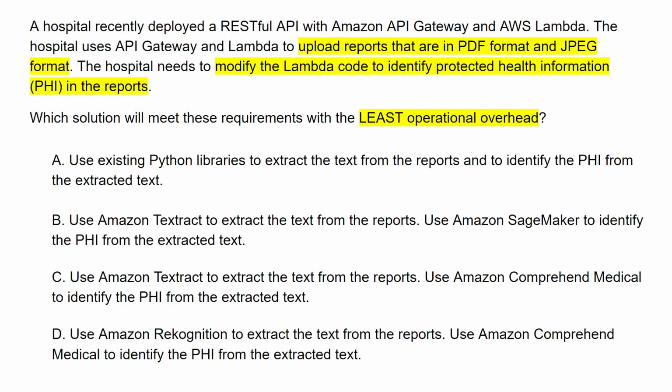This is the format of data that we are going to be processing for this question. Therefore, it is quite important. The second thing we see highlighted in yellow is modify the Lambda function to identify protected health information, aka PHI, in the reports, which gives the main purpose that our solution is going to achieve. The final thing that we see highlighted in yellow is least operational overhead, which means that any solution that we choose should be operationally efficient.